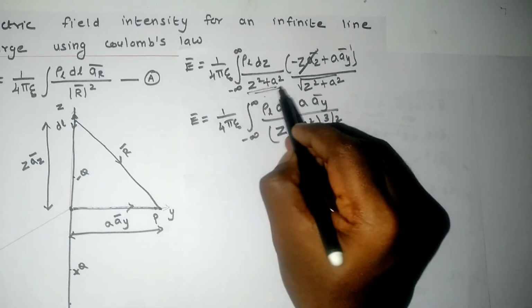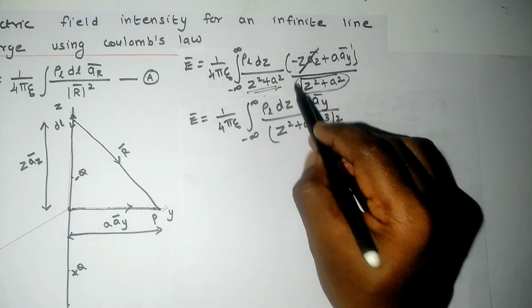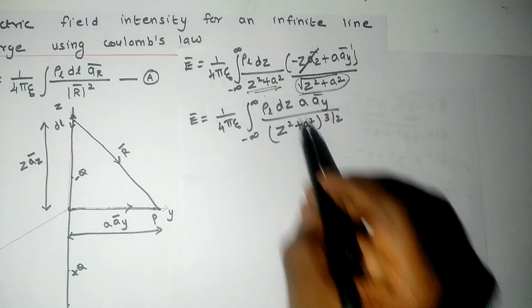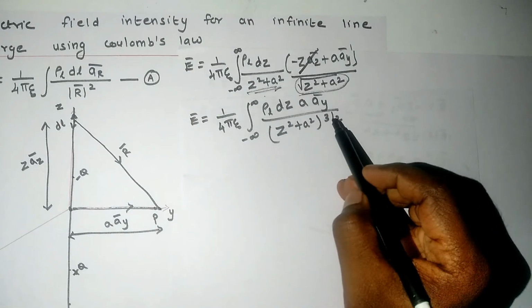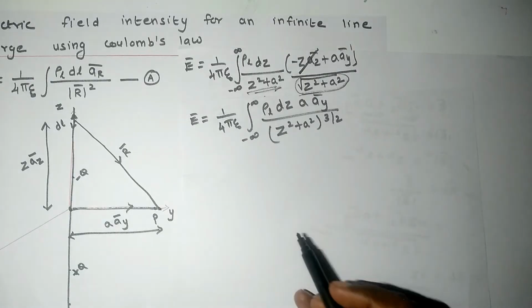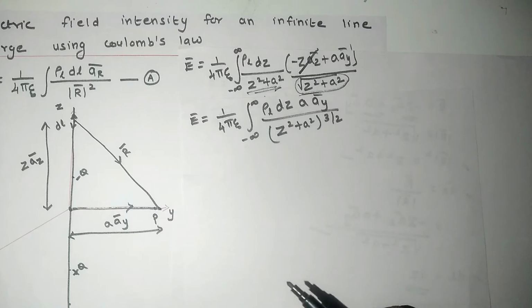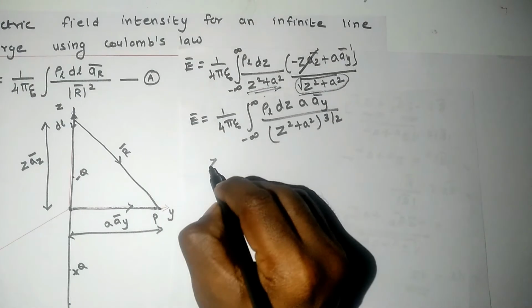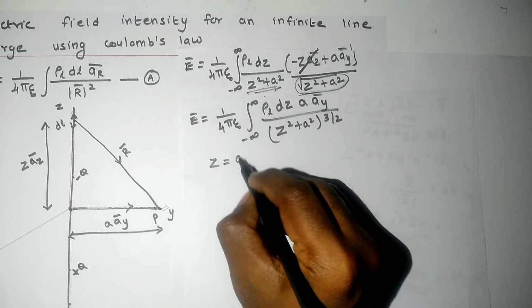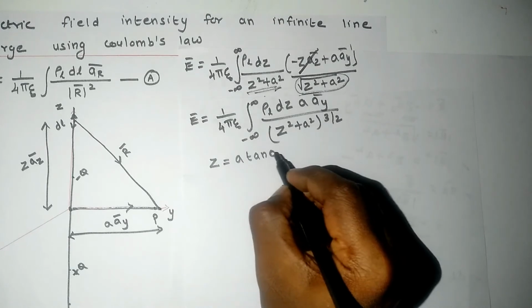The power of this term is 1. The power for this term is 1 by 2. So 1 plus 1 by 2 will give you 3 by 2. It is difficult to integrate this equation as such. So we are going to use the substitution method, that is z is equal to a tan theta.